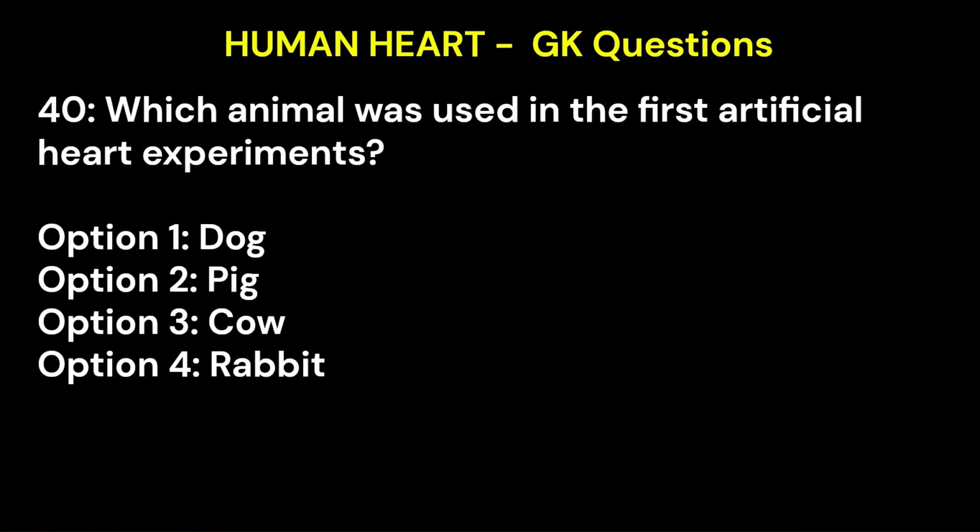Question number 40. Which animal was used in the first artificial heart experiments? The options are: Option 1, dog. Option 2, pig. Option 3, cow. Option 4, rabbit. The correct answer is dog. In the 1950s, dogs were used to test early artificial hearts. The first human-implanted Jarvik 7 was in 1982. Barney Clark survived 112 days.